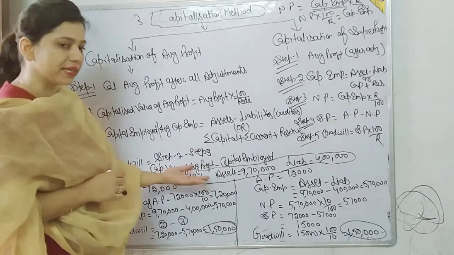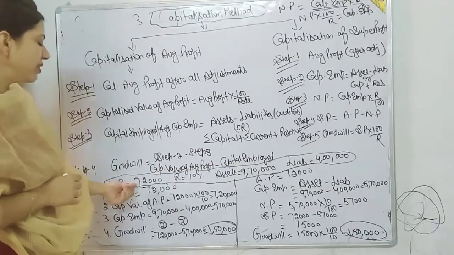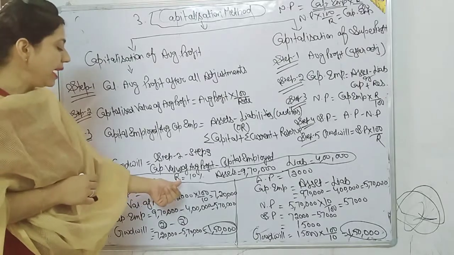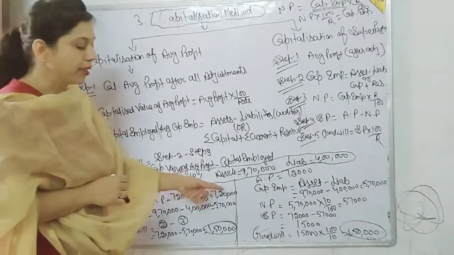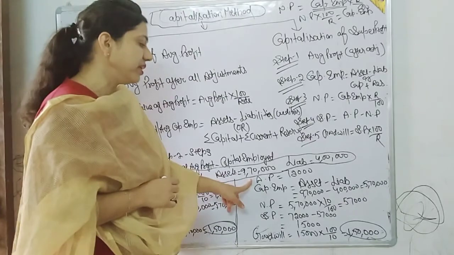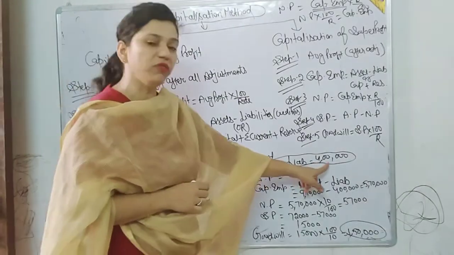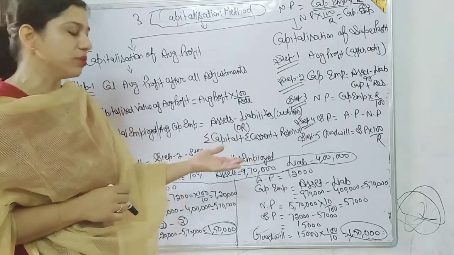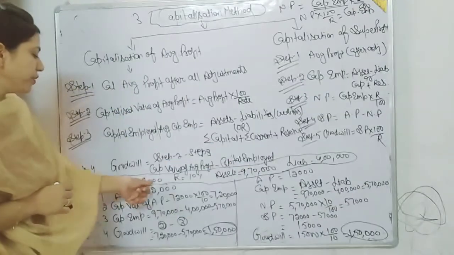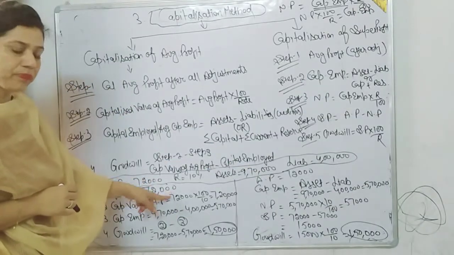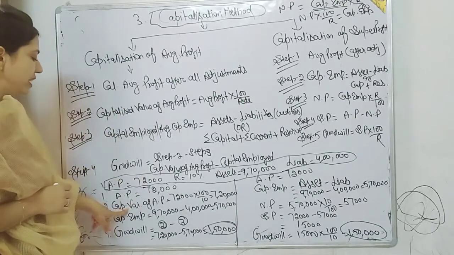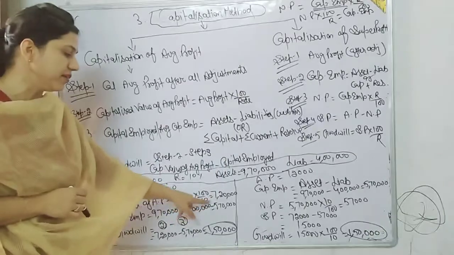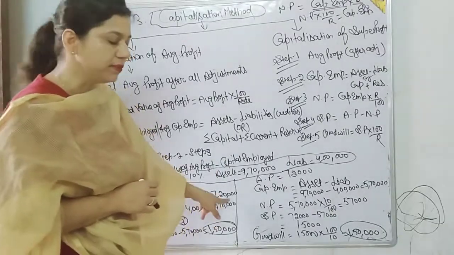I am giving you an example. For example, we have average profit after all adjustments of 72,000 and normal rate is 10%. Assets given are 9,70,000 and liabilities given are 4 lakh. How will we calculate goodwill according to the capitalization method? Average profit is given, step 1: 72,000. Step 2: capitalized value of average profit means 72 multiply 100 by rate, that is 7,20,000.